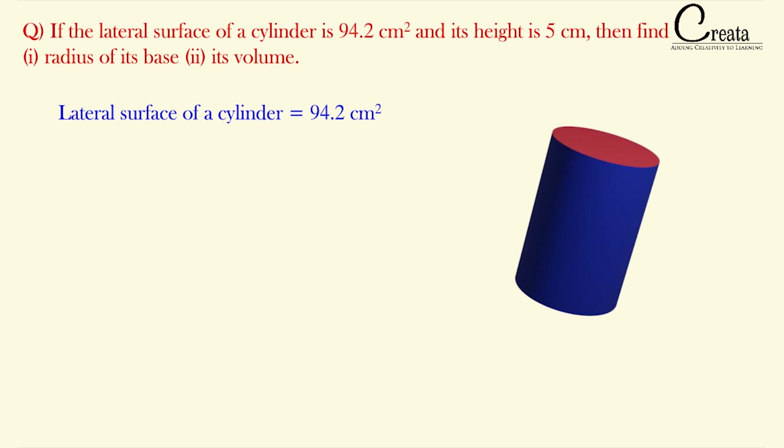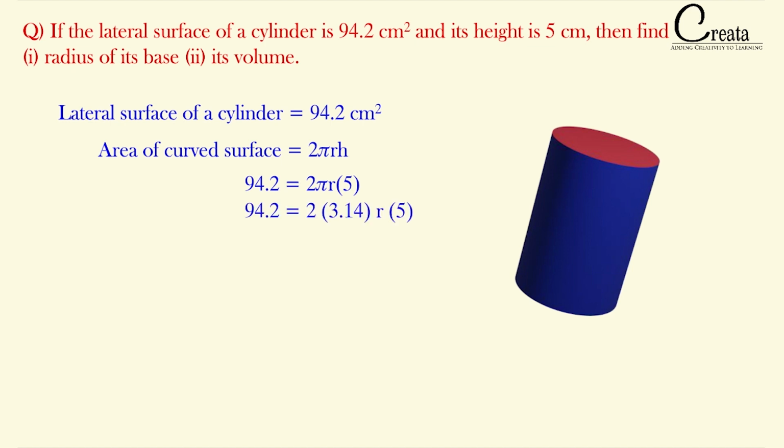And what is the surface area of the curved portion of the cylinder? It is equal to 2 pi RH. So here 2 pi RH is given as 94.2 centimeter square and height is given as 5 centimeter. And we have to calculate the radius and the volume of the cylinder. On putting the value and assuming pi as 3.14, we got the radius as 3 centimeter. Got the point? We have simply applied the formula of lateral surface area, that is the surface area of the curved portion of the cylinder. Okay? Further, we have got the radius, that is the first part of the question.